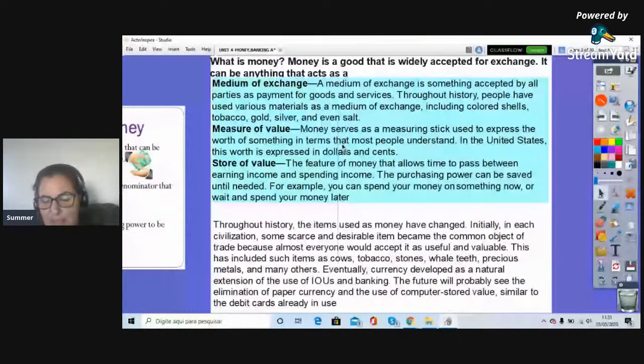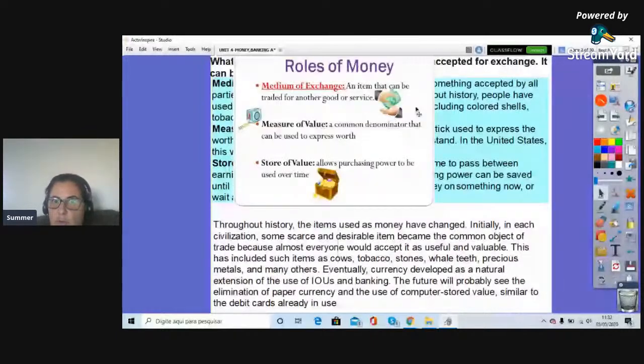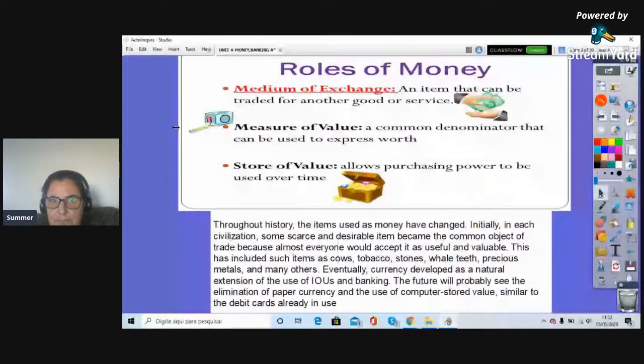For example, if I get my salary, I put my salary into a banking account, and I can use it a year later. I still have the same purchasing power. It can be saved until needed. These are the 3 ways for us to actually talk about the roles of money. I just brought you a picture. Maybe this will help you understand it a little.